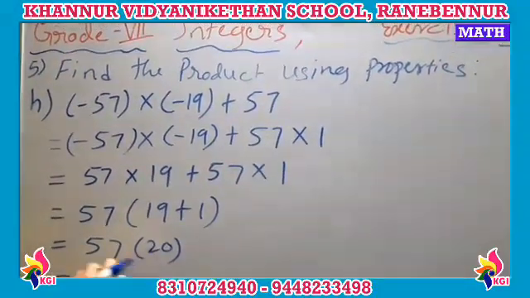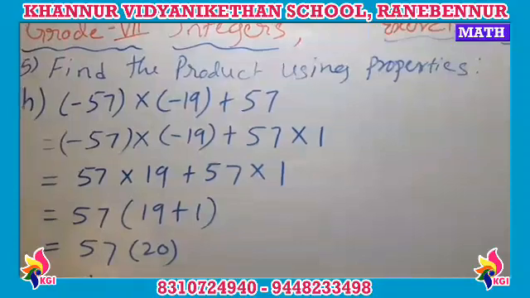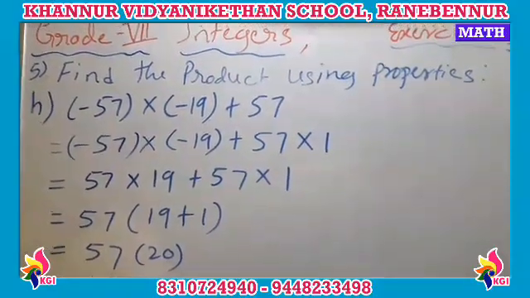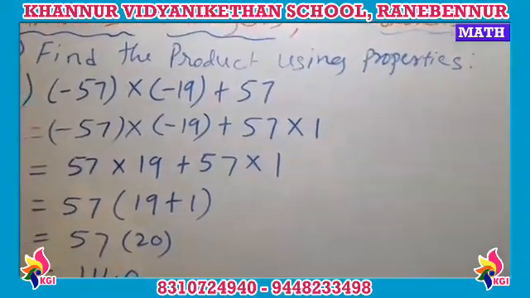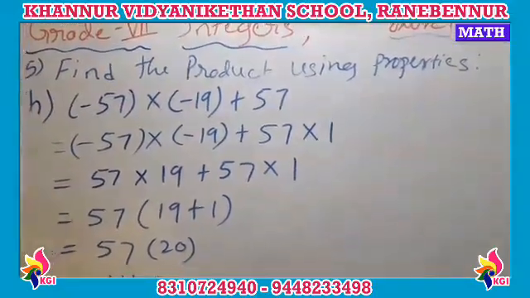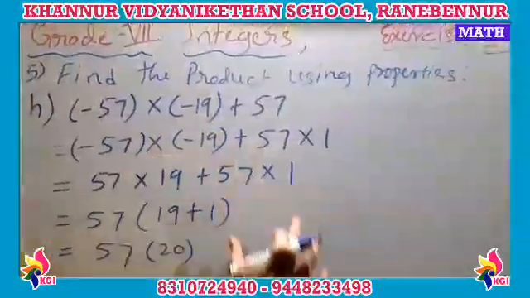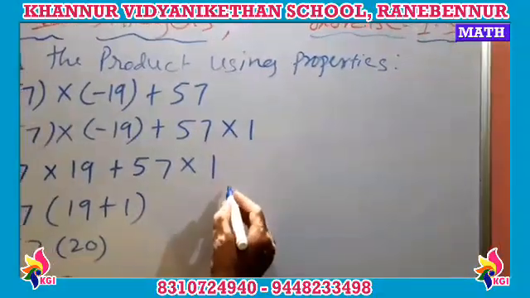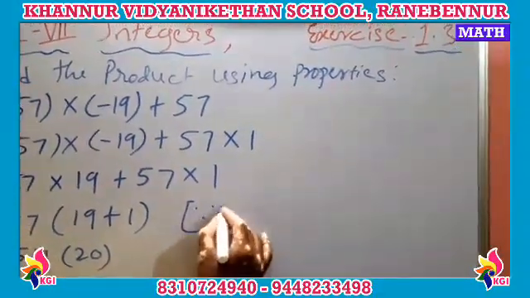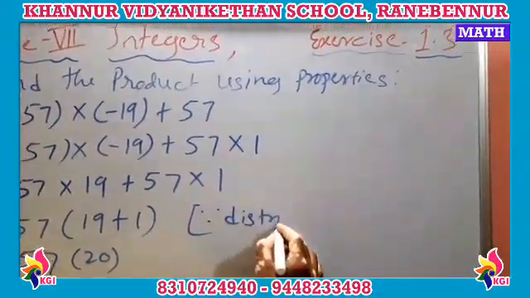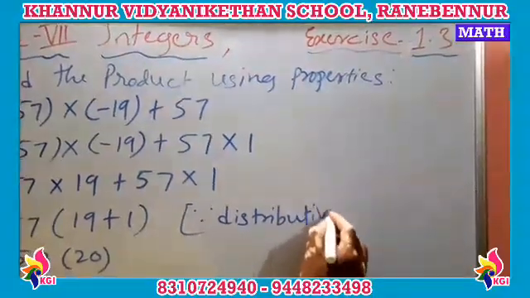Okay. So next, 57 2s are how much, children? 114, and that 0 can be taken out over here. So I got the answer as 1140. But which property have I used over here? I have used the distributive property.